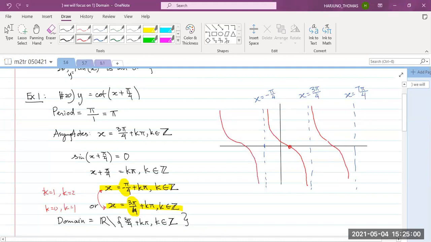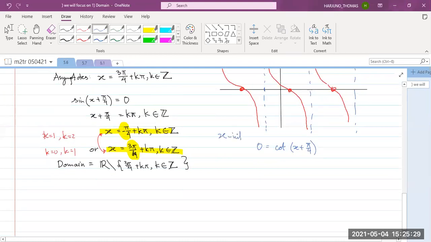Now, if you need to find this point, what is that? You basically solve for the cosine to be 0. These coordinates here are the x-intercepts, right? The x-intercept is when y equals 0. Zero equals cotangent of x plus pi over 4. If you look for the x-intercepts, it means the cosine equals 0, but cosine is equal to 0 when the angle is pi over 2 or a constant multiple of that where the constant is an integer.